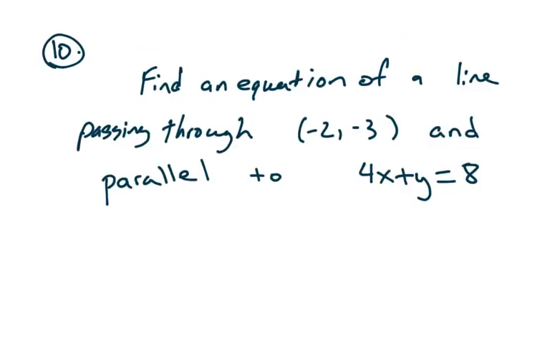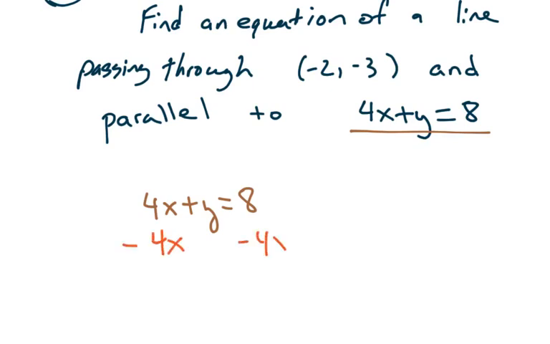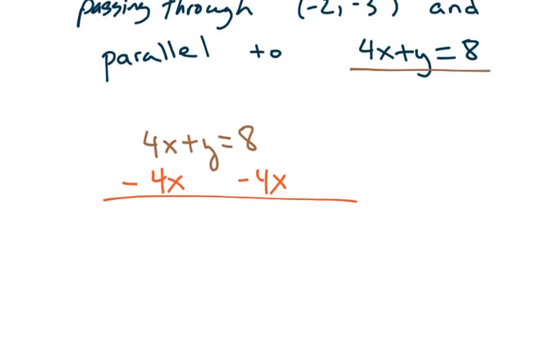Find the equation passing through negative 2, negative 3, and parallel to 4x plus y equals 8. Okay, so what's important here is with this equation, the only thing that matters is the slope. So how do I find the slope here? I subtract negative 4x from both sides. Y equals negative 4x plus 8. And from here, I know the slope is negative 4.